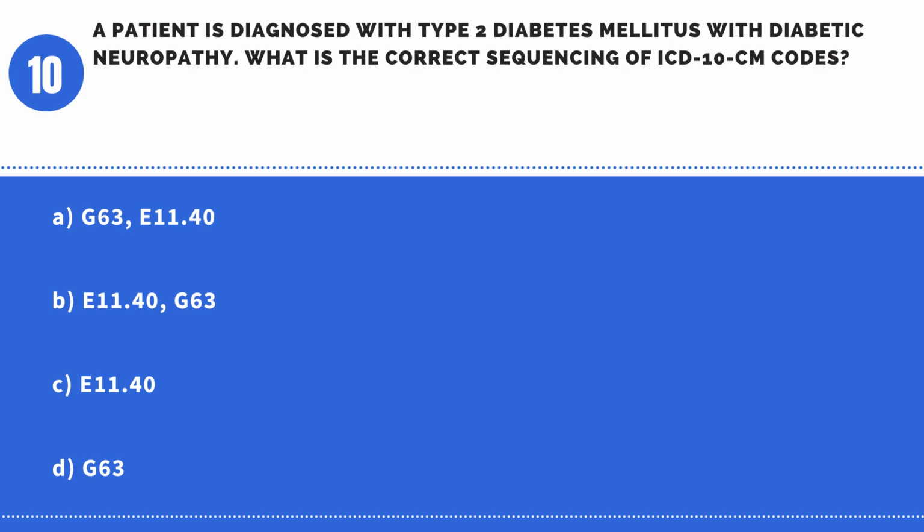Question 10. A patient is diagnosed with type 2 diabetes mellitus with diabetic neuropathy. What is the correct sequencing of ICD-10-CM codes? A. G63, E11.40. B. E11.40, G63. C. E11.40. D. G63.